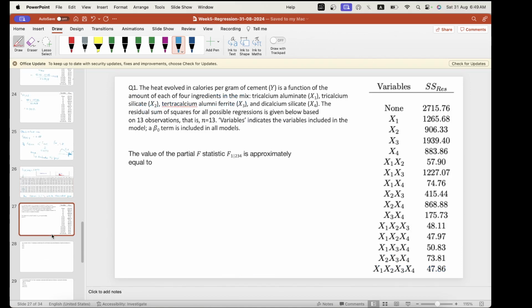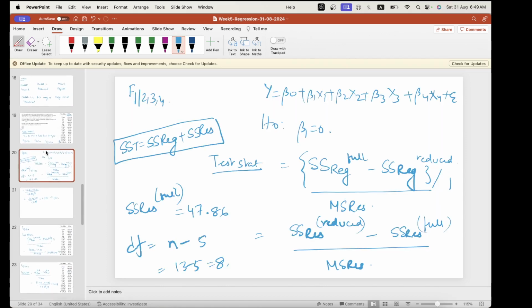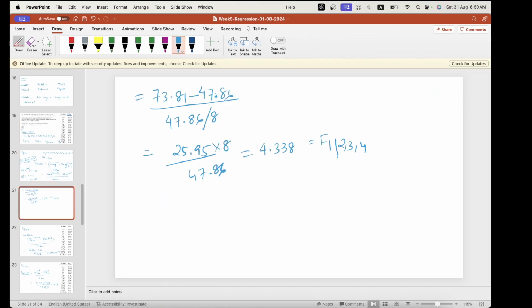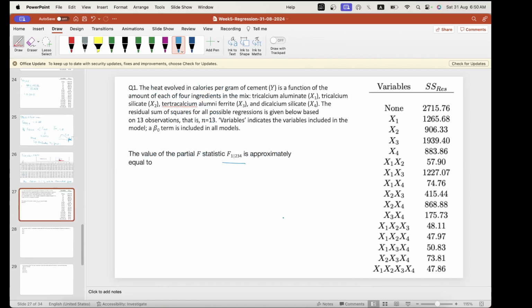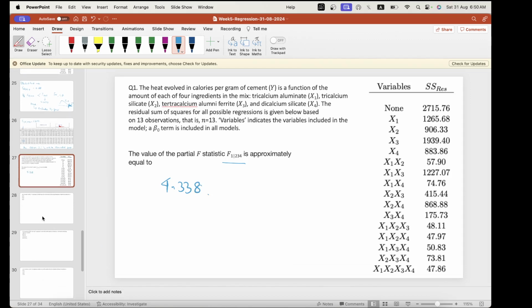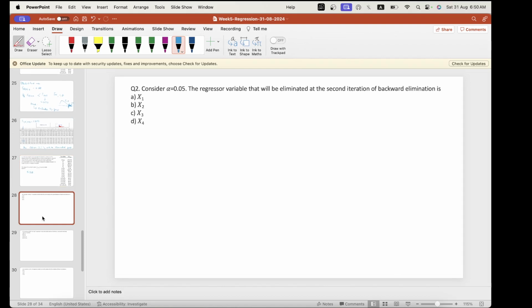Okay, so now this is the thing: if you are asked what is the value of the partial f statistic 1 given 2, 3, 4, then that we have already calculated, that is 4.338. So this is 4.338, already calculated. Fine. All right, the next question: the regressor variable that will be eliminated at the second iteration of backward elimination.